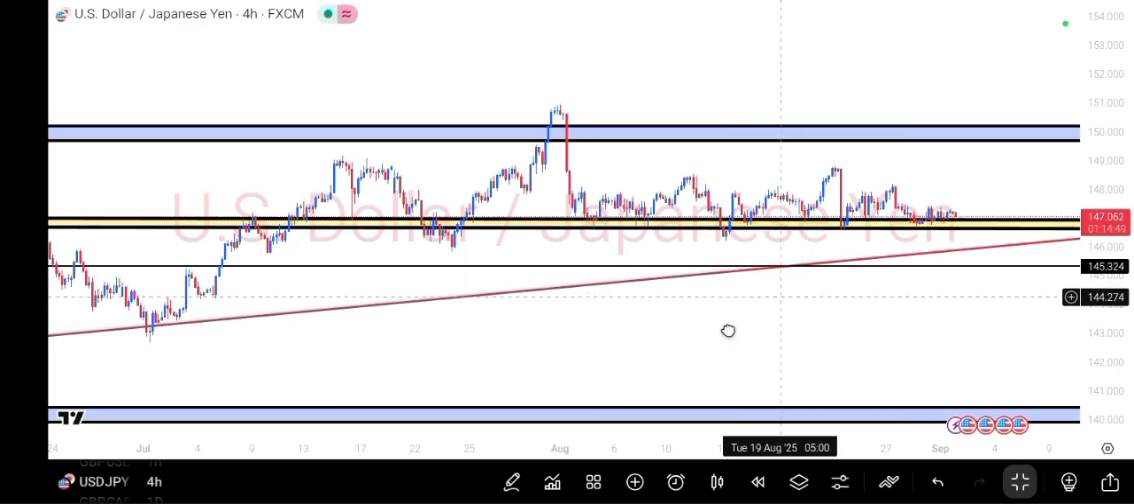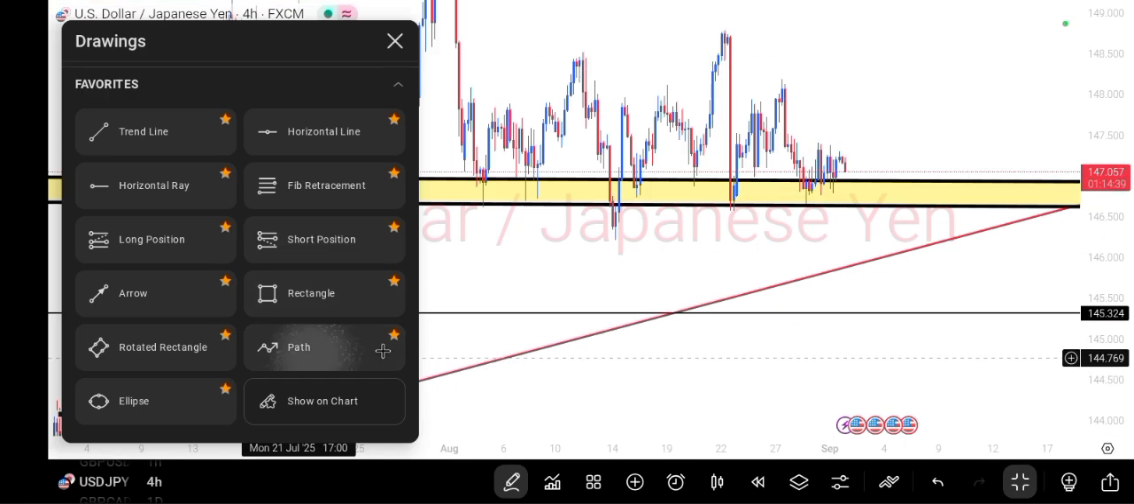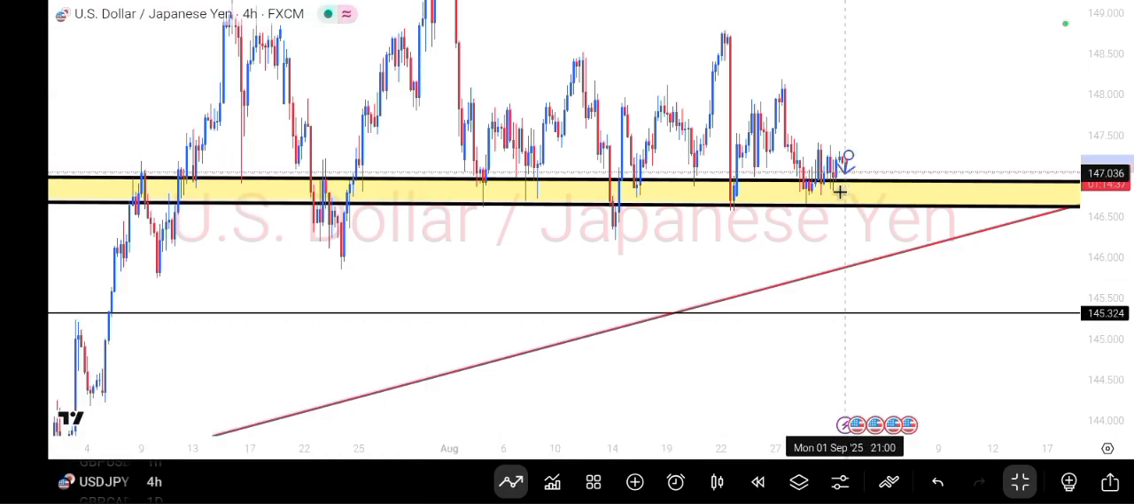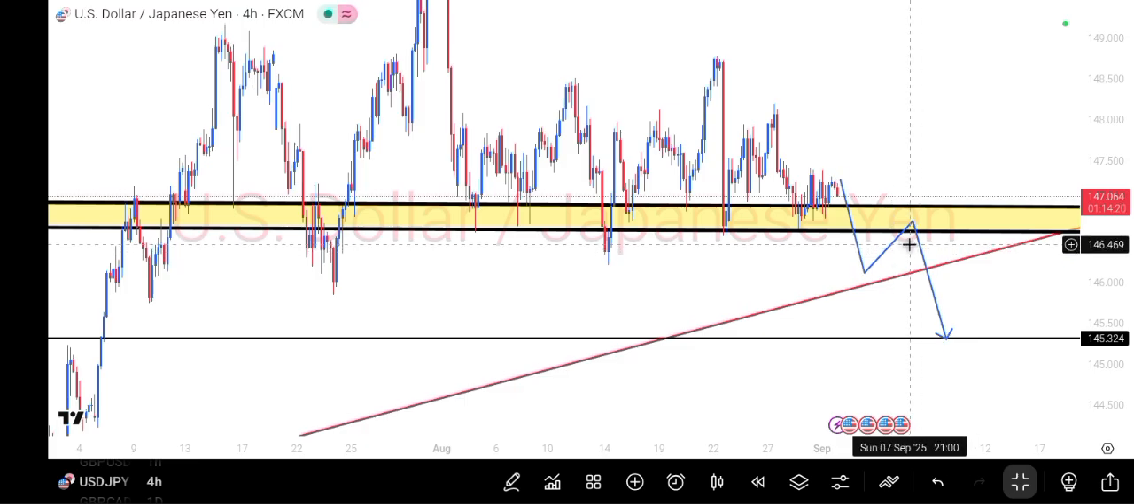This is what we're going to be expecting on the 4-hour time frame. So on the 4-hour time frame, we're going to be expecting something like so, just like this, before we execute our trade right here at the bounce off from this region here.